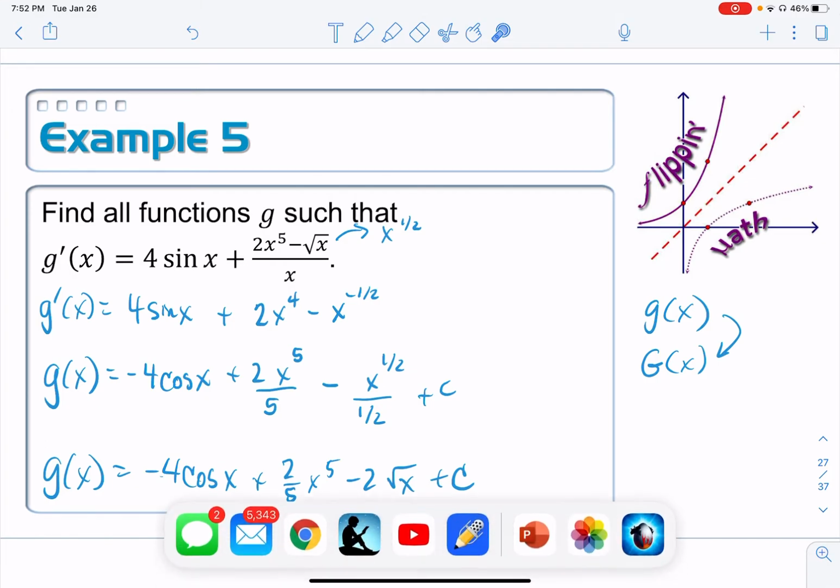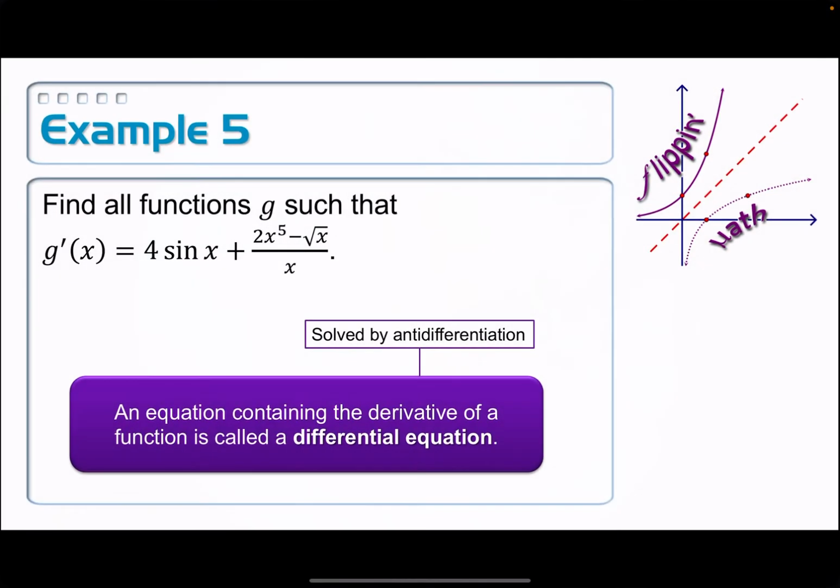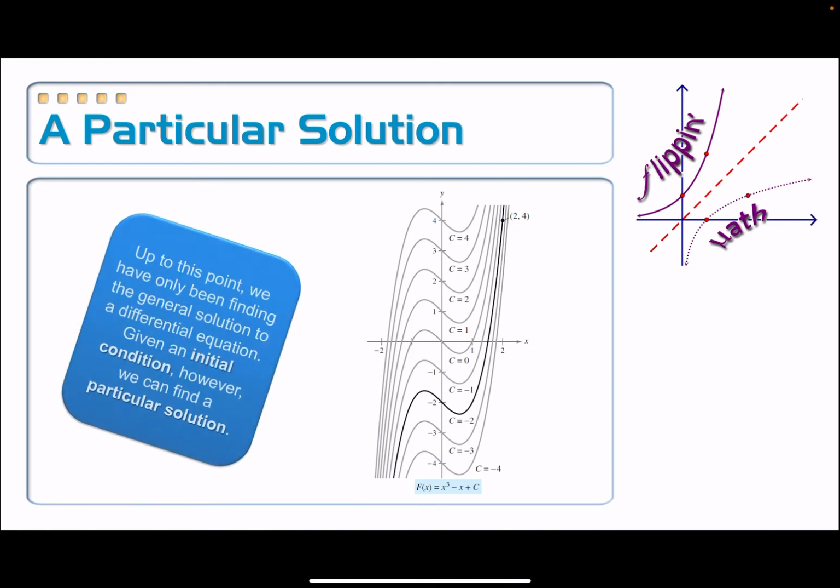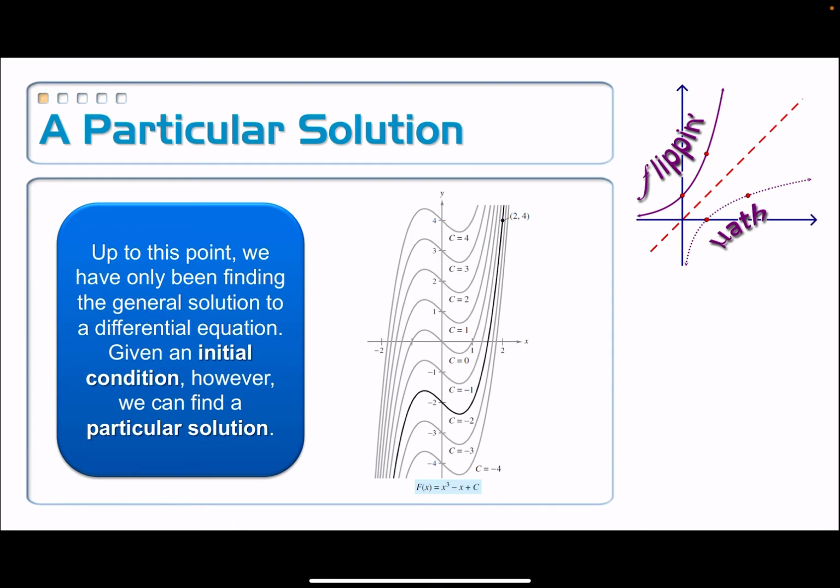And that's exactly what we're going to do next here. In order to find a particular solution, which is what it's called, you have to know a point on the original curve. Up until this point, we haven't done that. All we've been able to find is the general solution to any given differential equation. But if we had an initial condition, we can find the particular solution.